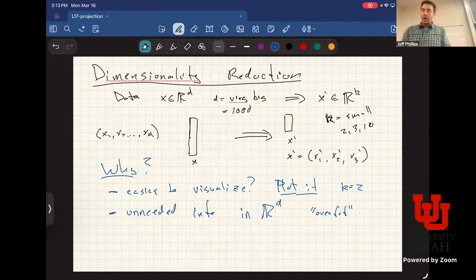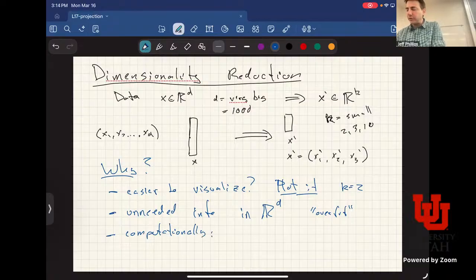Yeah. So one other way it could be easier to work with, other than that you can visualize this data because you can plot it, is that it might also be computationally easier.